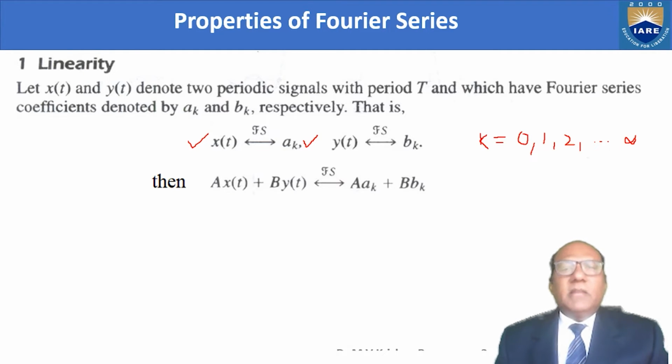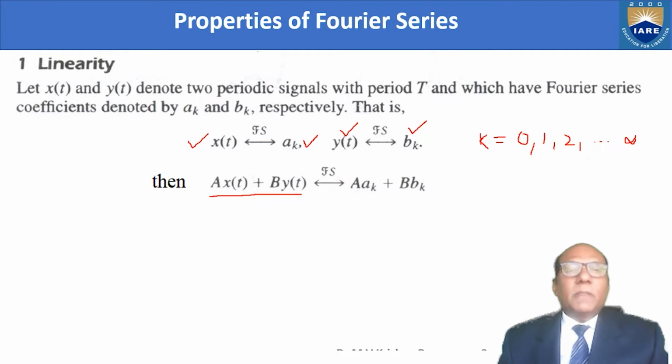up to infinite. Similarly, consider another signal, that is y of t, whose Fourier series coefficients are b_k. Now what I will do, I will take a linear combination of these two signals, where a is a real constant and b is also another real constant. So now I have to prove that the Fourier series coefficients also add in the same proportion as they are added in the combination of the signals. Okay, so that is what we are going to prove now.